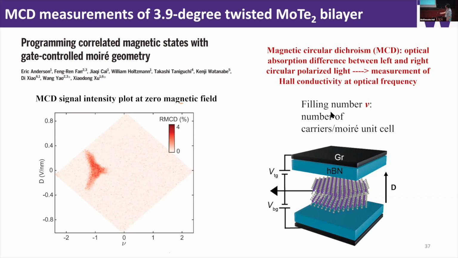The data I show you here on the left-hand side is an MCD signal intensity plot at zero magnetic field. The vertical axis is electric field, and the horizontal axis is the filling factor, which is the number of carriers per moiré unit cell. When the filling factor is 1, it means there is one electron per moiré unit cell. If it's -1, it means there is one hole per moiré unit cell. Now you can see clearly that near filling factor -1, there are finite, non-vanishing MCD signals. That indicates we have ferromagnetism in this phase space.